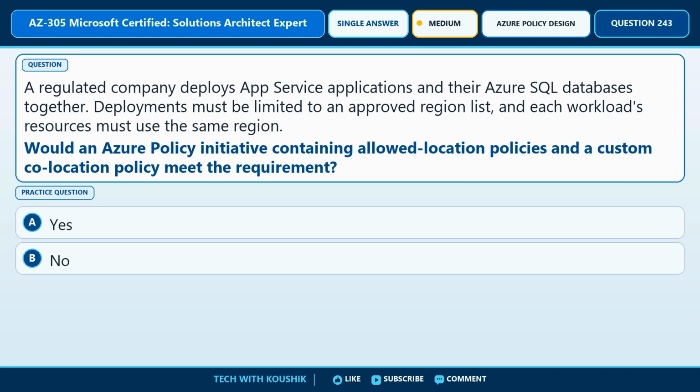Let us first review the situation. A regulated company deploys App Service applications and their Azure SQL databases together. Deployments must be limited to an approved region list, and each workload's resources must use the same region. Would an Azure Policy initiative containing allowed location policies and a custom colocation policy meet the requirement? Choose from the following options. Option A is yes. Option B is no.